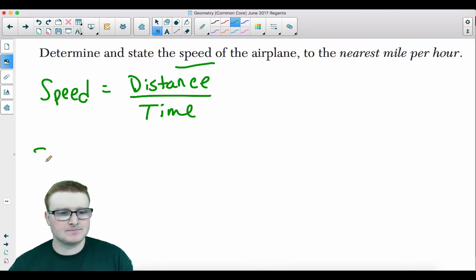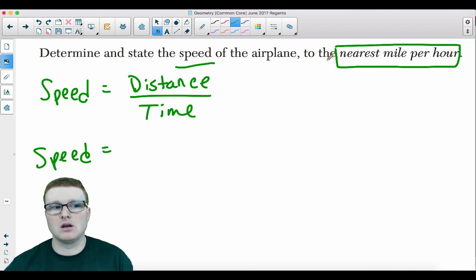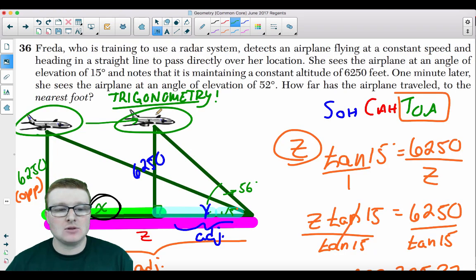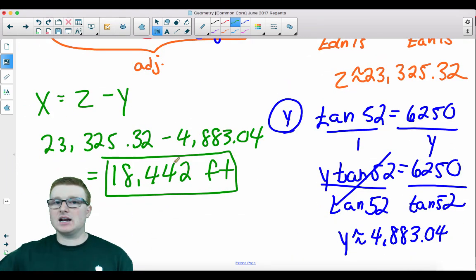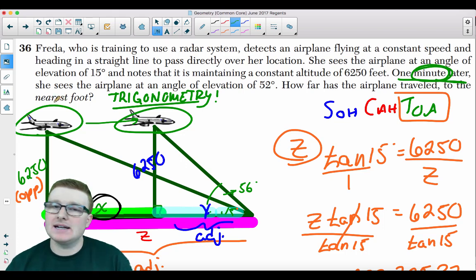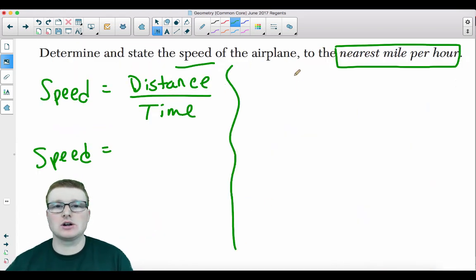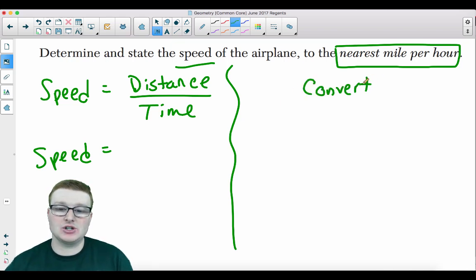So for the speed, we've got to find the distance. Oh, we've got a problem here, folks. Miles per hour. My answer is in feet. I have to convert to miles. And in addition, it's 1 minute, and minutes is not an hour. So you need to convert minutes to hours. Unbelievable. New York State is crazy. You can't get this question right unless you convert.